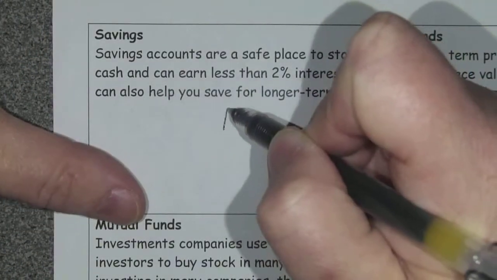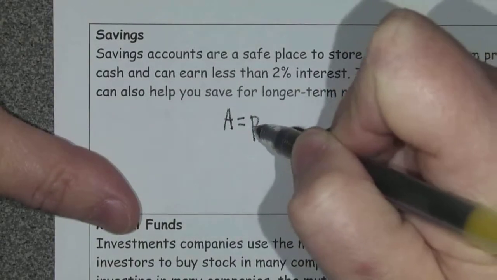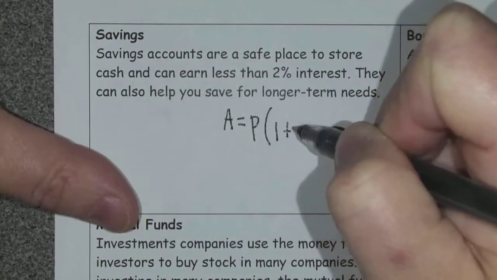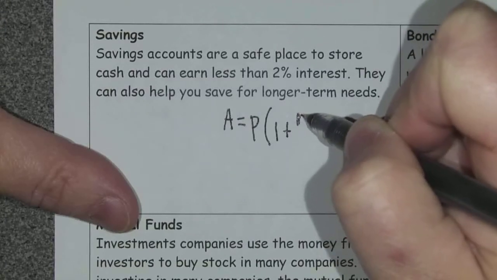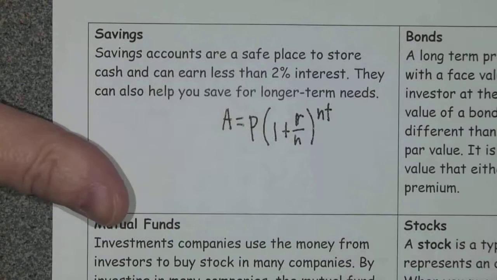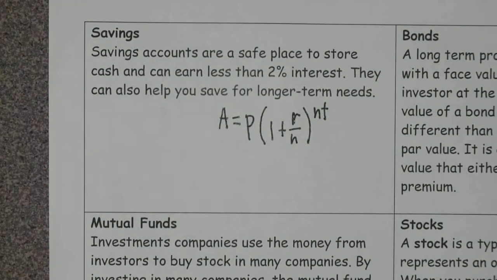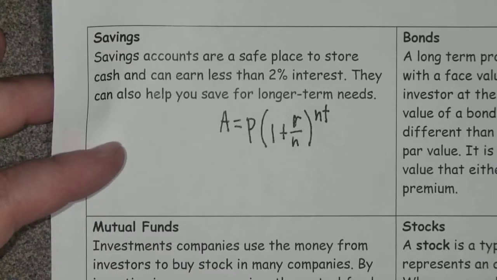If we're going to use a savings account on this worksheet, we're going to use the compound interest formula to figure those things out. So we're going to do the one that we just did on the bell work. That compound interest formula is the way that we find our investment earnings on a savings account.